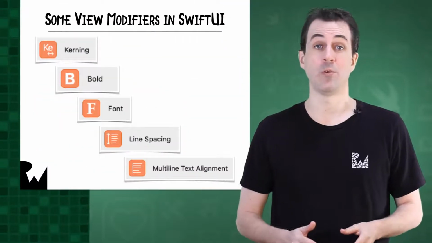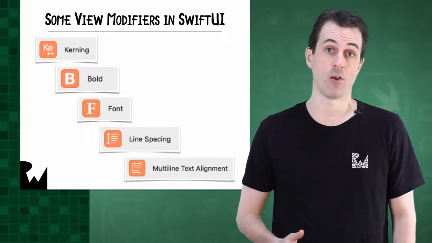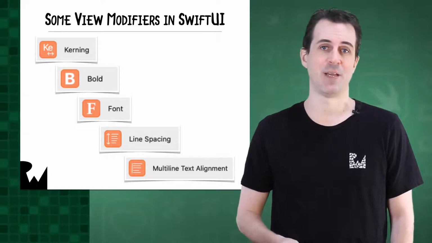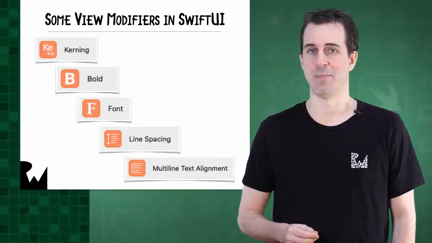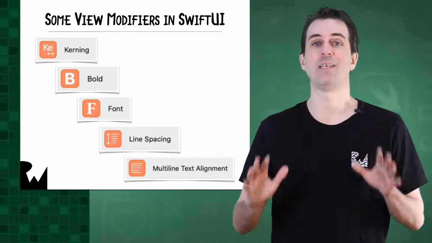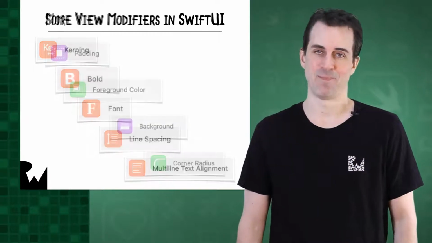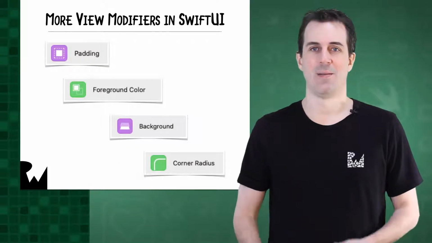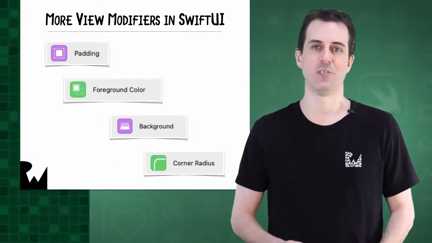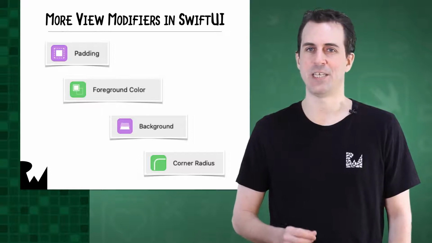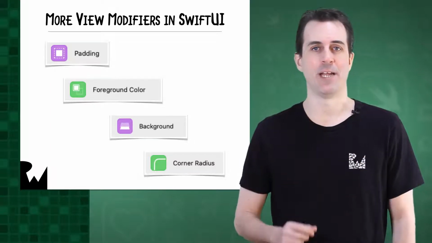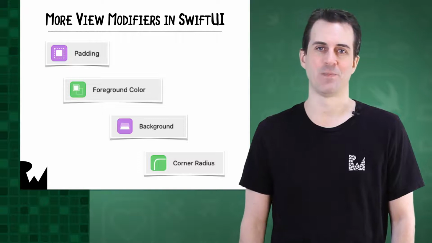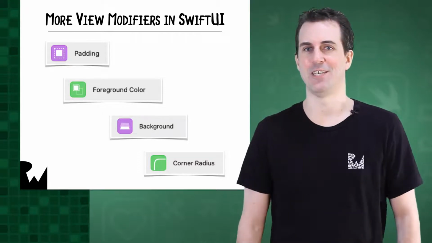In the previous course, you learned how you can use SwiftUI view modifiers to modify the style of your views. So far though, you've only used a handful of view modifiers: kerning, bold, font, line spacing, and multi-line text alignment to be specific. But there are a ton more view modifiers than that. In this episode, you'll learn about 4 more: padding, foreground color, background, and corner radius. You'll use these to style the Hit Me button in your app and to improve the padding of some of the other views. Let's get back to Xcode and start styling.